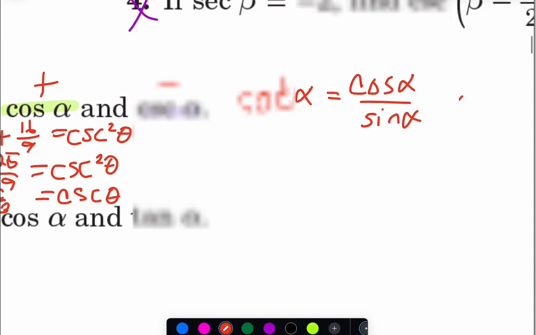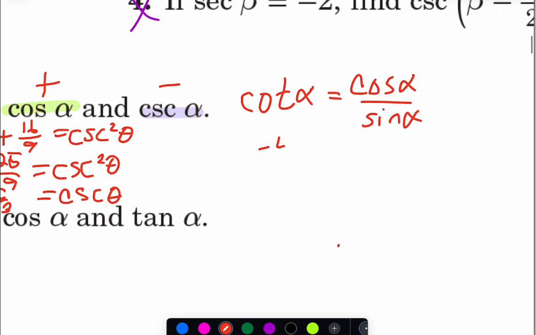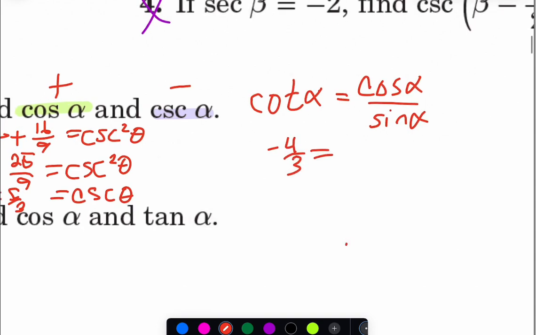Let's put that right there. I'm sorry, I don't have my good stylus. The only thing left we have to find is that cosine, so that's something we don't know. Do we know the sine? If our cosecant was -5/3, what's our sine? -3/5, right? So that's right here.